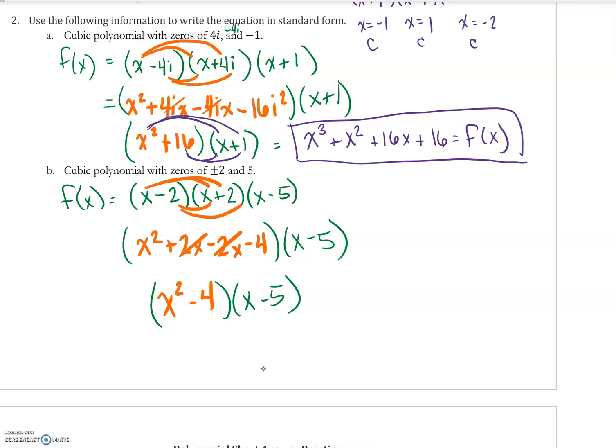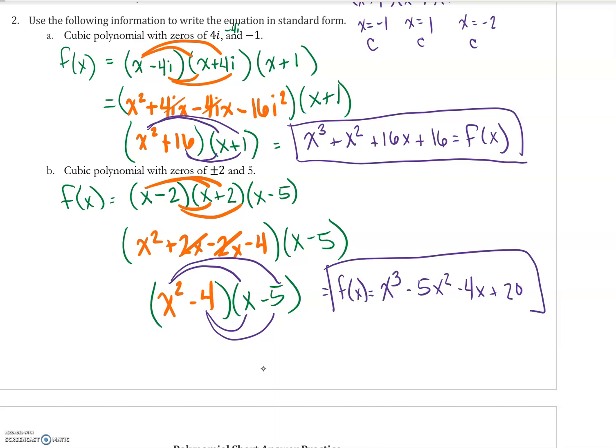Okay, so one more set of distributing. X squared times x is x cubed. X squared times negative 5 is negative 5x squared. Negative 4 times x is negative 4x. And negative 4 times negative 5 is positive 20. And remember, you want to put your f of x equals in front so that we know it is still a function.